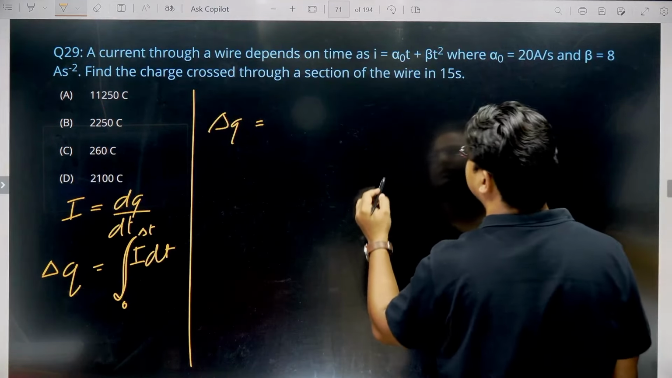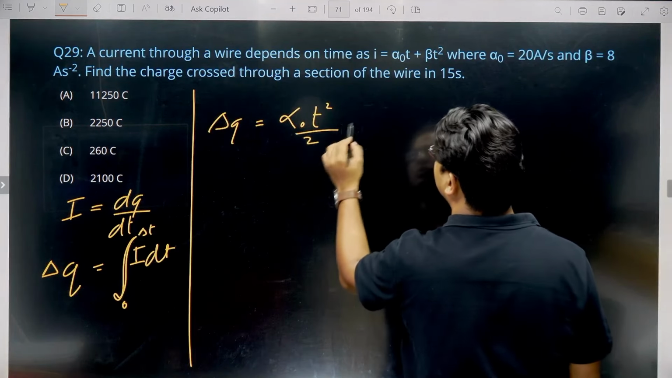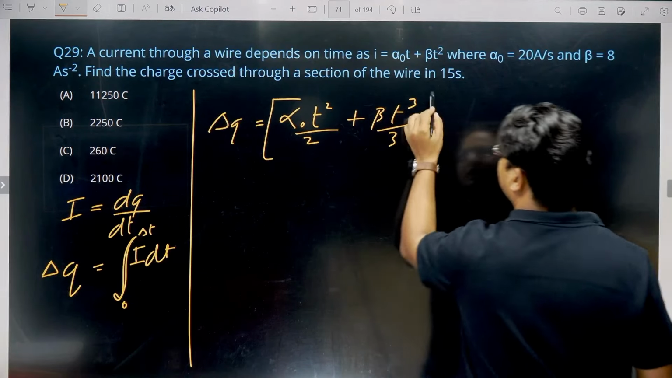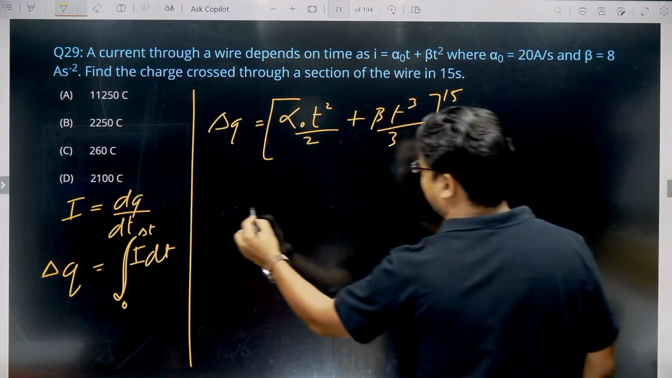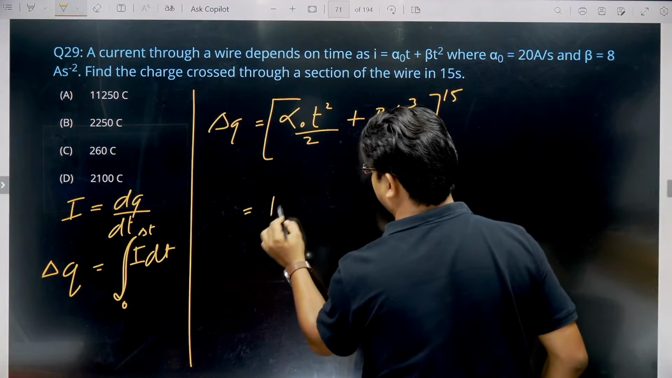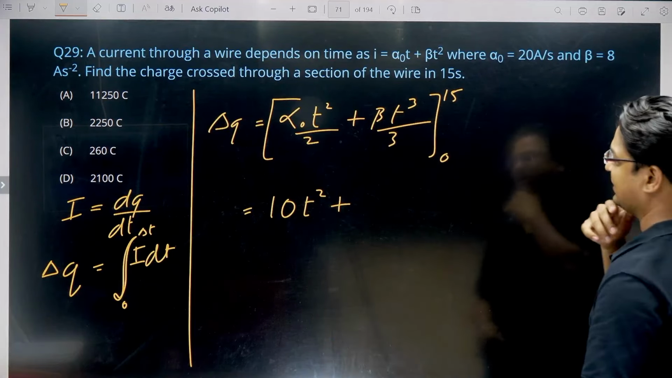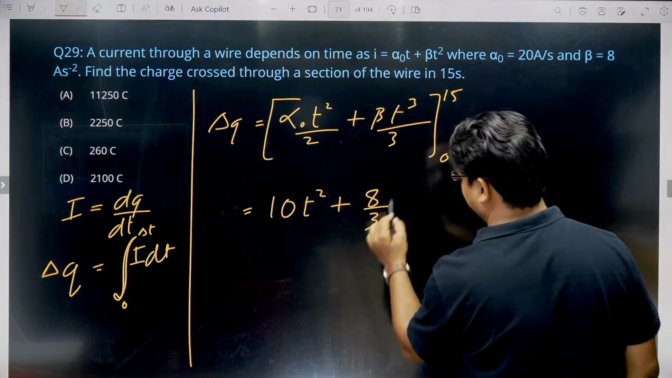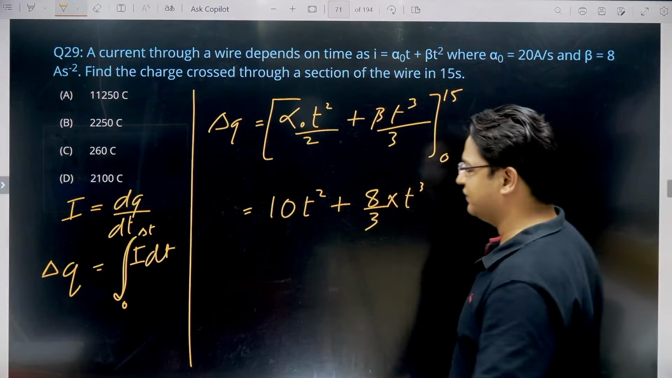I'll directly integrate, let's save some time. So it will be alpha naught t square by 2 plus beta t cube by 3, and we can directly substitute the value of time from 0 to 15 seconds. This will give us the answer. Let me do the substitution. Alpha naught is 20, so 20 by 2 will become 10 into t square, and here beta is 8. I was hoping it to be a multiple of 3, it is not. No worries. So beta is 8 by 3 into t cube. Now one of the limits is 0, so that will give us 0.